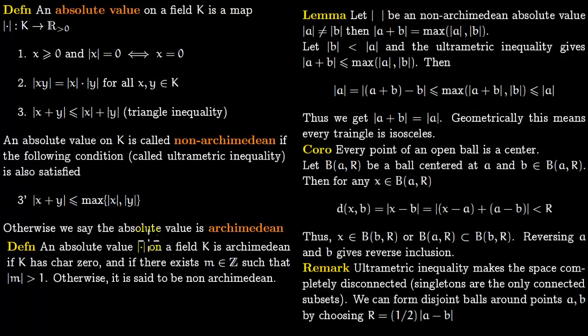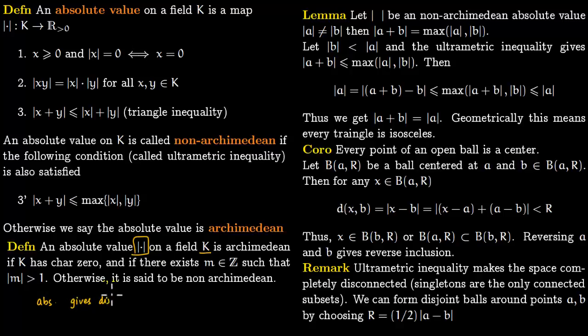So now we have an absolute value on a field K, or we have a non-Archimedean absolute value. In any case, once you have an absolute value, this absolute value gives you a distance function.